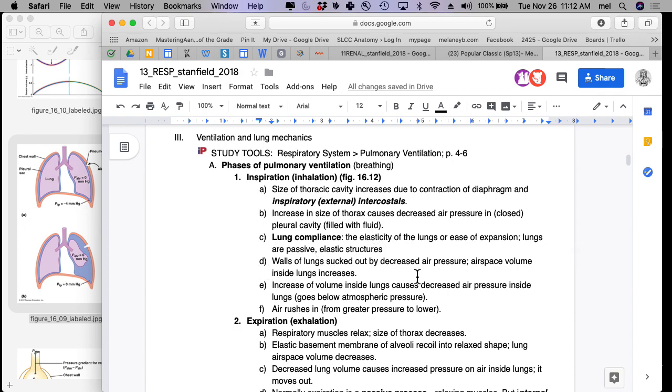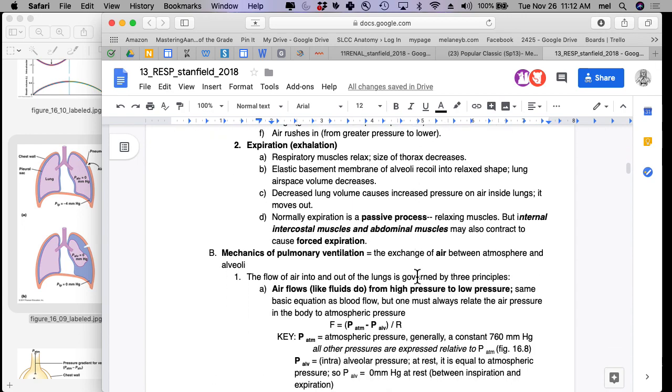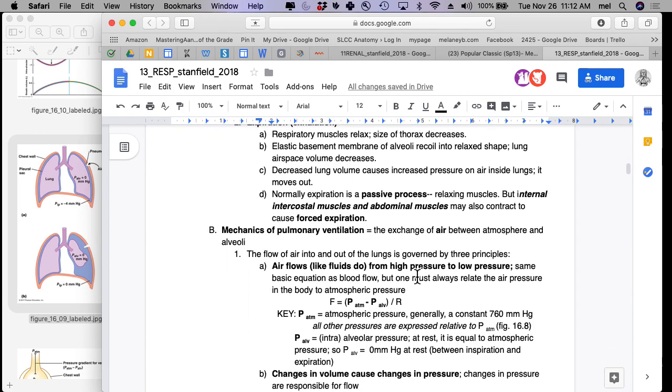So the walls of the lungs are sucked out by decreased air pressure, the airspace volume in the lungs increases, the increased volume inside the lungs causes decreased air pressure, and the air moves in as it goes below atmospheric pressure, so air rushes in. Then how does expiration or exhalation work? Most of the time, it's just a passive process, okay? Meaning that all I have to do to increase the pressure in here above the pressure out here is relax the diaphragm and relax the external intercostal muscles. The volume decreases, the pressure increases. That's generally enough to move air out, right? Because it moves from high pressure to low pressure.